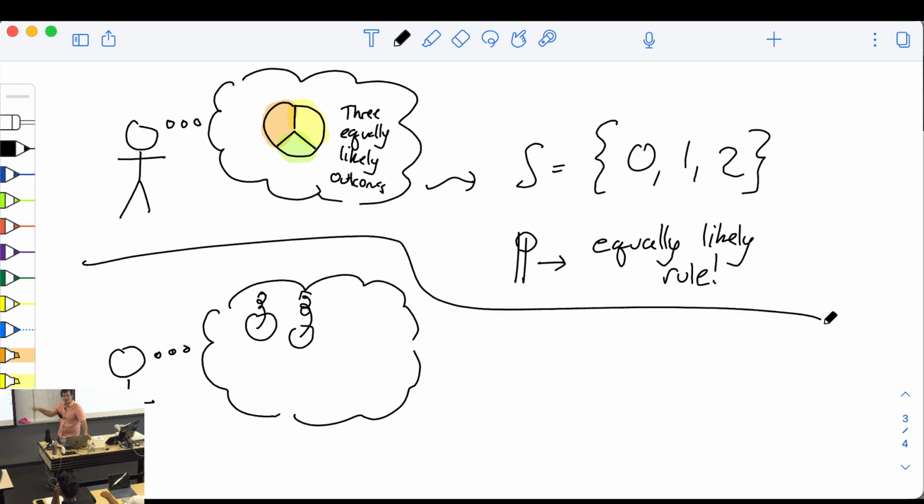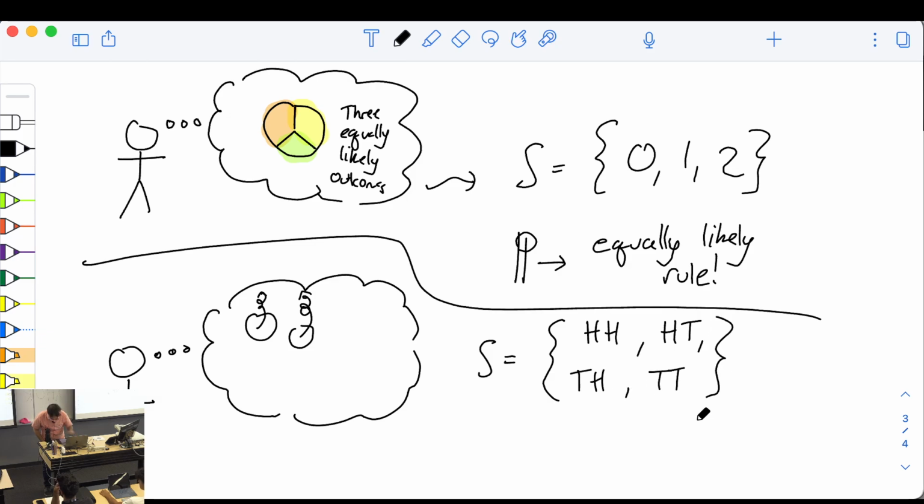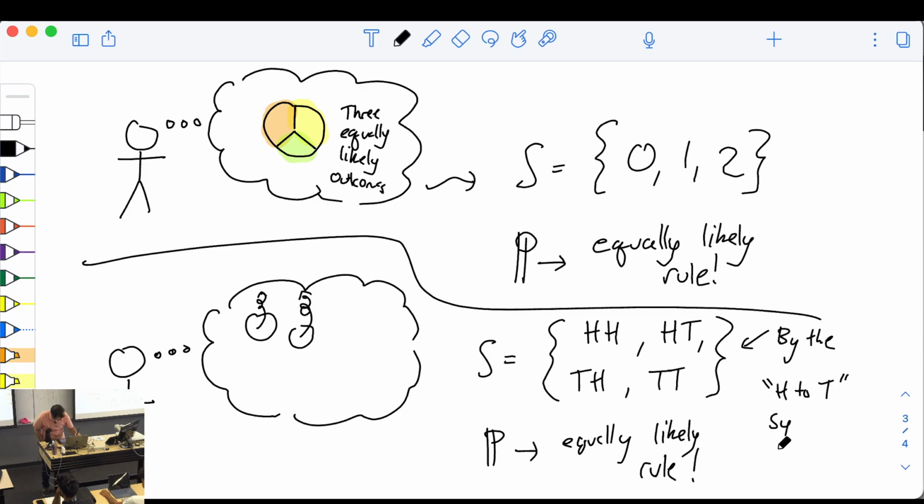And in fact, it's kind of a baby version of the one with the dice that we've been doing the whole time. What is the state space in this case? It's either heads, heads, heads, tails, tails, heads, or tails, tails. Right? That's the probability space. And now I can use the equally likely rule, but it's a different space. Okay, so when I say space, I mean sample space or probability space. That is the key thing to keep your eye on. And again, by the heads to tails symmetry, we know these are equally likely.